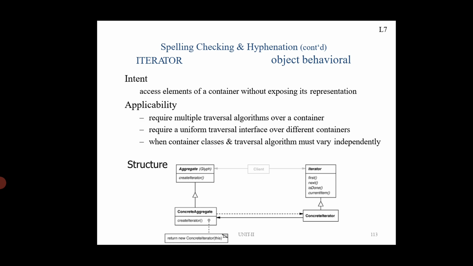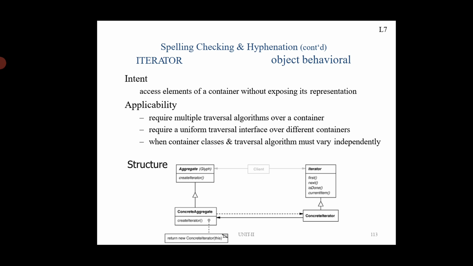Coming to the structure, the graphical representation of the classes and objects, how the scenario looks. Now we want to look at the structure. We take an aggregate class, like a glyph. We want to create an iterator method. We have the relationship between the aggregate and its subclass, a concrete aggregate. In that method we write the create iterator function. What does it return? A new concrete iterator of this.